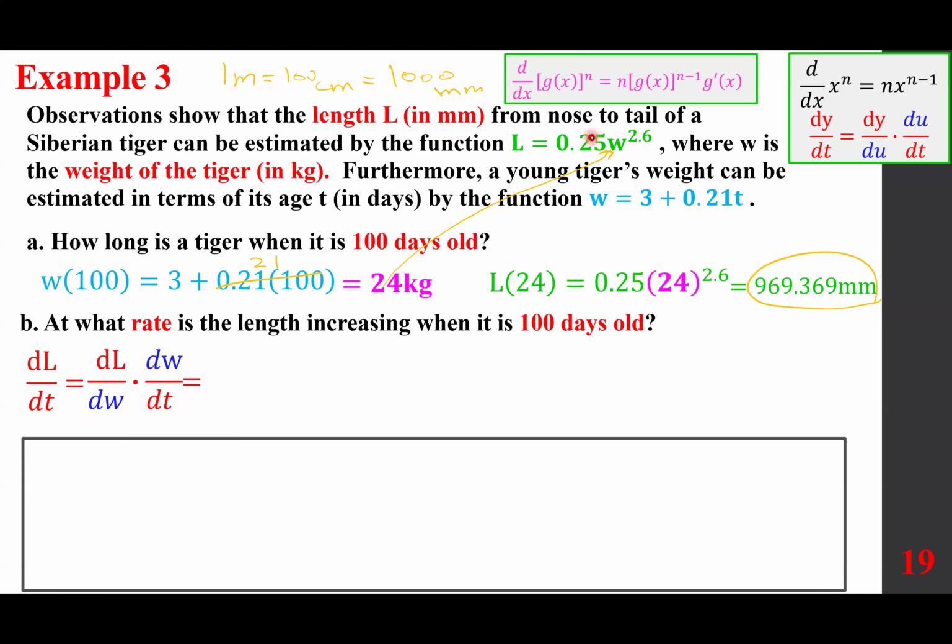You are going to differentiate this with respect to W using the power rule. 0.25 remains. n x to the power of n minus 1, n is 2.6. Instead of x, we have W to the power of 2.6 minus 1, or 1.6. So again, 0.25 remains. The exponent becomes the coefficient. W to the power of, subtract 1 from the exponent. So that's dL dW.